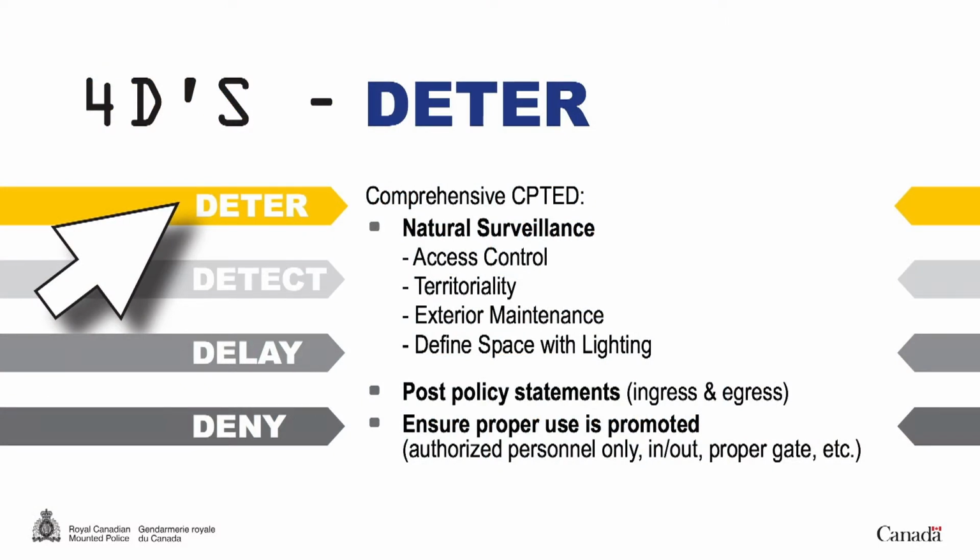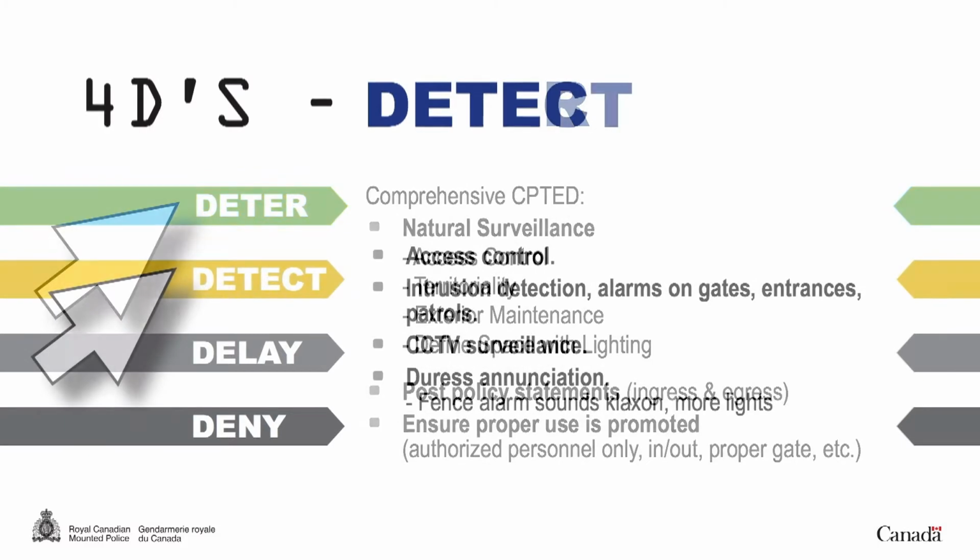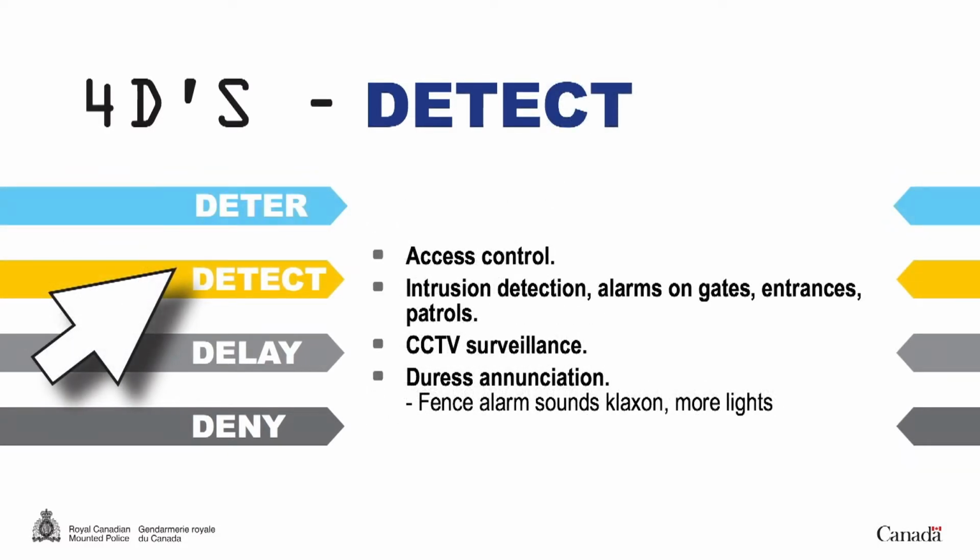CPTED also focuses on the 4 Ds. And the first one of these Ds is to deter. By using deterrence techniques, that includes natural surveillance, access control, territoriality, exterior maintenance, defined space and lighting, post-policy statements, in other words, who's allowed on the property, who is not allowed on the property, and ensure proper use is promoted. For businesses, this would mean don't loiter, customer parking only in the parking lot.